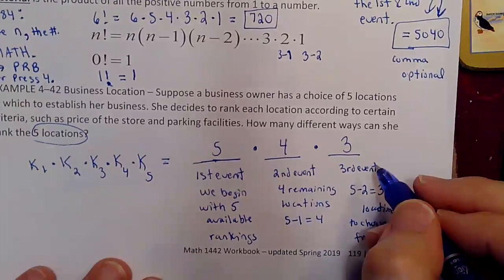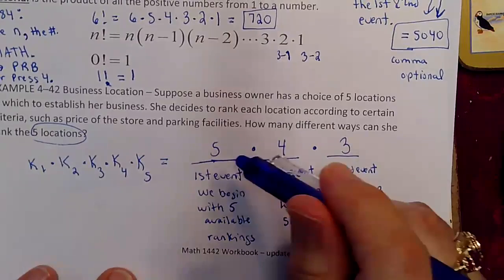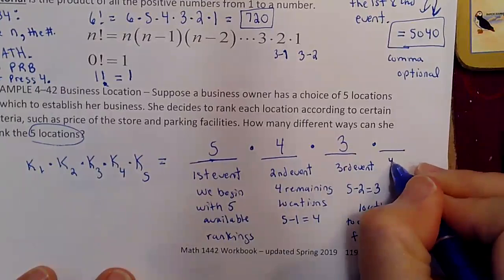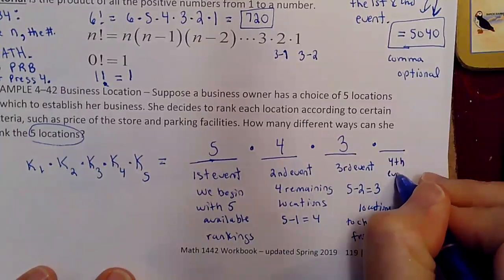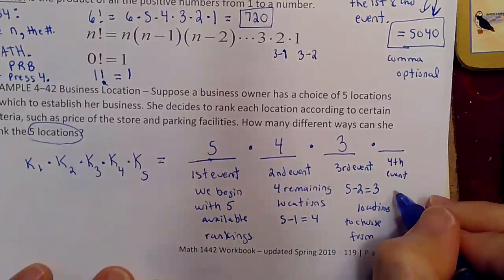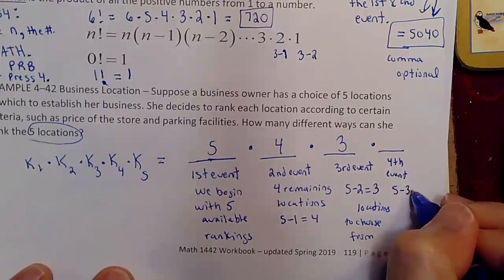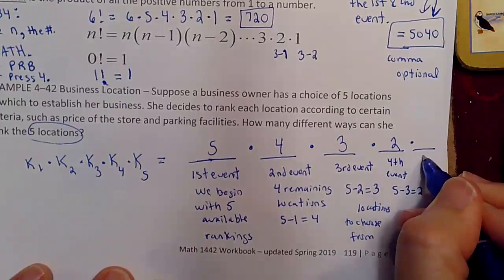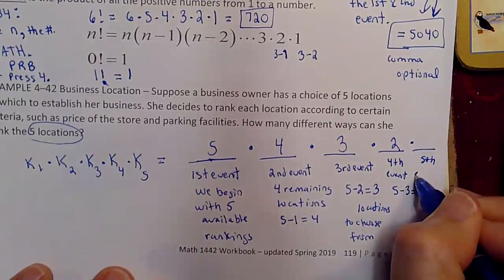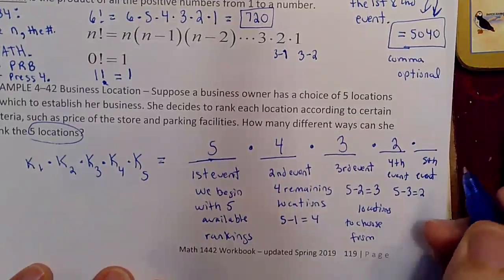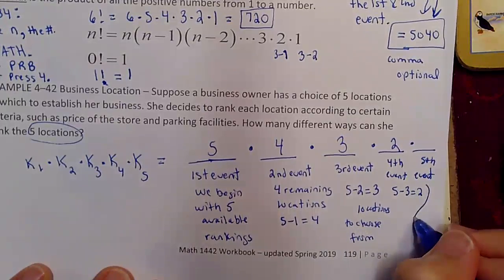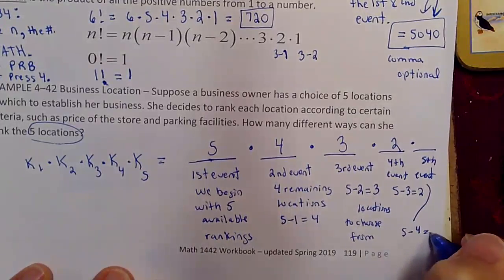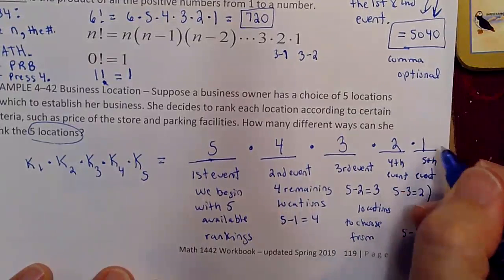And you got to keep doing this because she's got 5. So she's got 2 more times. So she's going to have a 4th event. This is 5 minus 3, which is 2. And she's going to have a 5th event. So this would be 5 minus 4, which is 1. So you see, this is a factorial.